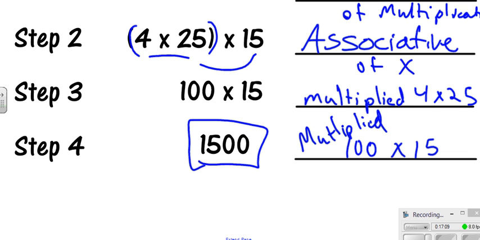Alright, so this is what some people would call a proof. I'm proving why these steps are what they are. Okay?